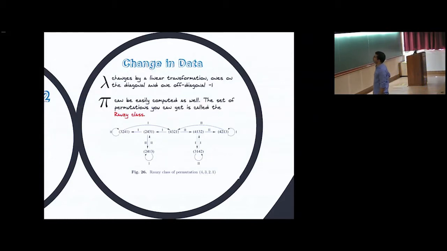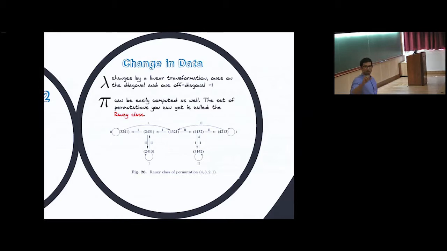The set of permutations that you can get is called the Rauzy class of the permutation. So here is, for instance, the Rauzy class of the permutation 4, 3, 2, 1. From 4, 3, 2, 1, if you do transformation type 1, you get 2, 4, 3, 1. Otherwise, you get 4, 1, 3, 2, and so on and so forth. This is a nice graph. What I want you to think about, very similar to what Francois was mentioning earlier, is that you can think of this as a quiver, if you want to think of it that way.